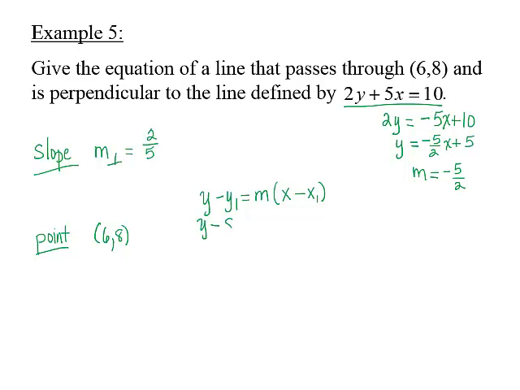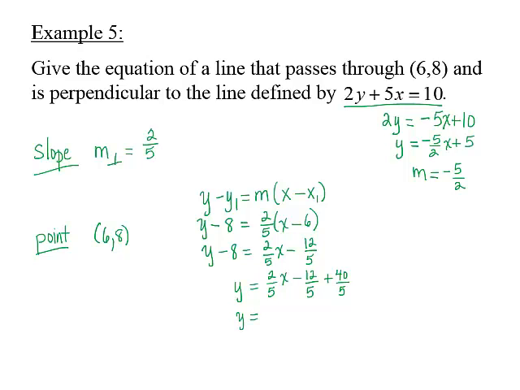This gives us y minus 8 equals 2/5 times x minus 6. y minus 8 equals 2/5 x minus 12/5. Now we add 8 to each side. But when we add 8, we will have to combine it with a negative 12/5. A common denominator is 5. 8 is really 40 divided by 5. We get y equals 2/5 x plus 28/5.